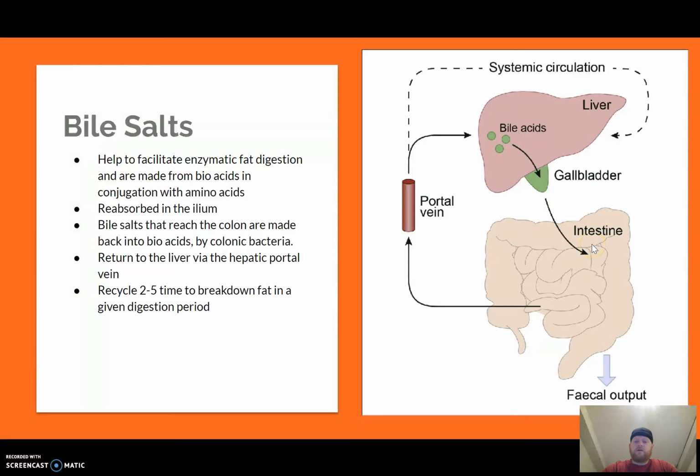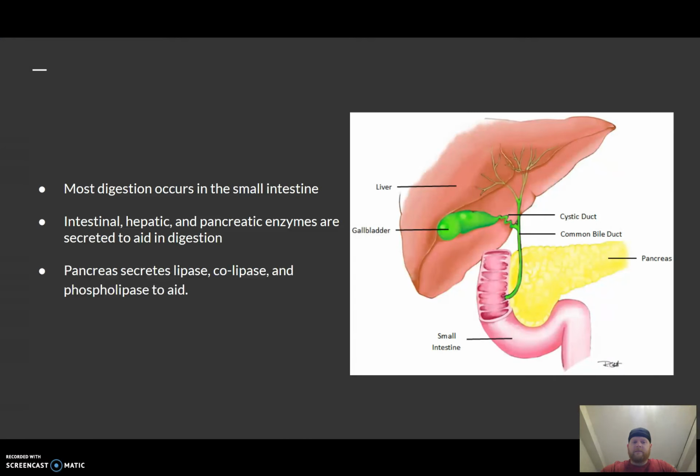After they go through the duodenum, they're reabsorbed from the ileum and are reused, but it's not uncommon for them to reach the colon, where they're broken down into bile acids by colonic bacteria, then return to the liver via the hepatic portal vein. Usually during a meal, these are recycled about 2 to even 5 times in order to really break down all the fats that we take in with our meal.